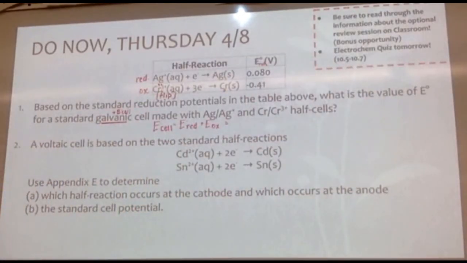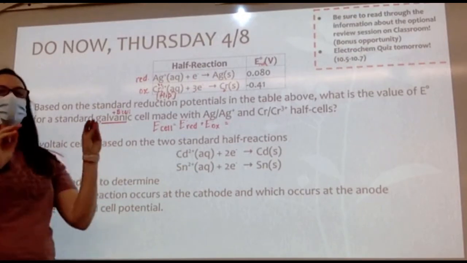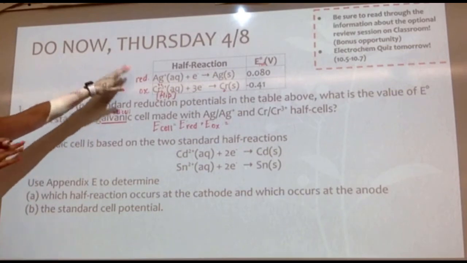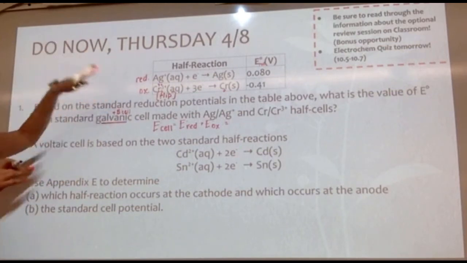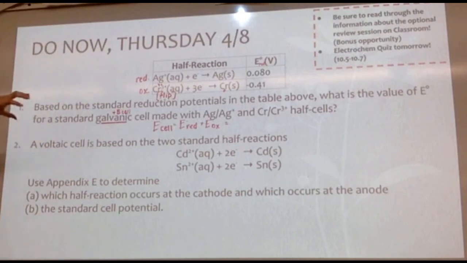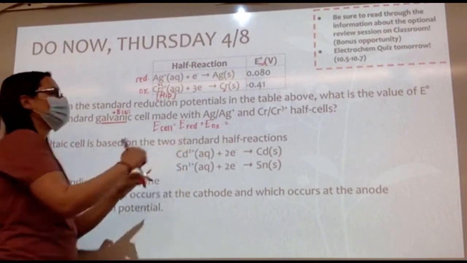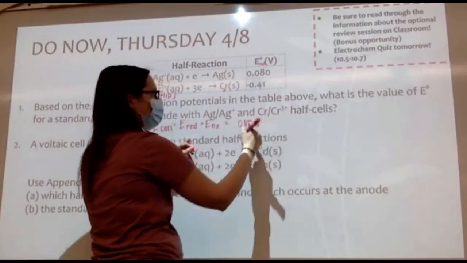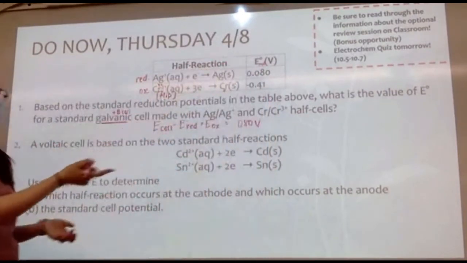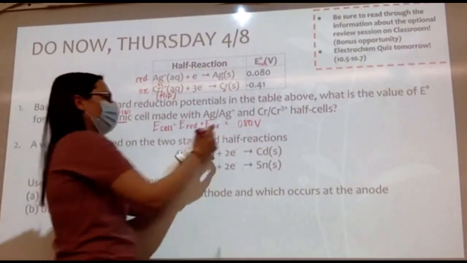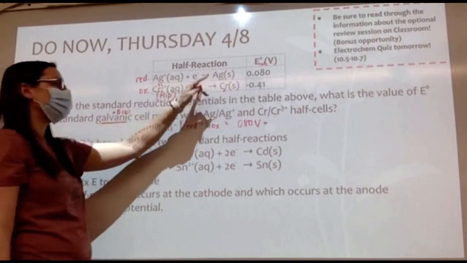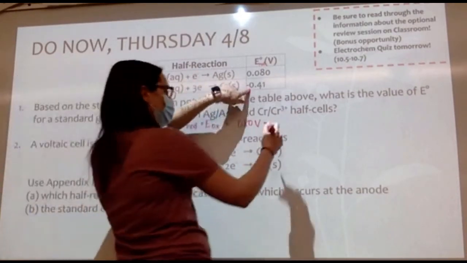The only thing you can ever do to a value of E naught is flip the sign. You never multiply. That's why it doesn't even matter if we have to multiply these to get them equal. The only thing you ever do to a potential is change the sign. So the reduction half reaction is going to stay 0.080 volts because that is the reduction potential. That's the reduction half reaction. Plus the oxidation half reaction. Now, since we flipped this second half reaction because it's oxidation, we flip the sign.